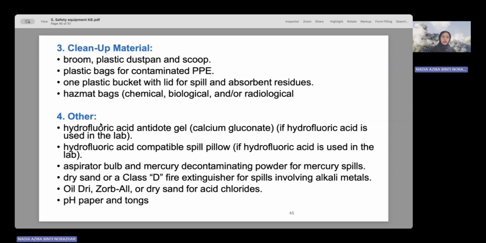And then others are hydrofluoric acid antidote gel, which is calcium gluconate, if hydrofluoric acid is used in the lab. Hydrofluoric acid compatible spill pillow, also for if hydrofluoric acid is used in the lab. Aspirator bulb and mercury decontaminating powder for mercury spills. There's also dry sand or Class D fire extinguisher for spills involving alkali metals. And there's also oil dry, Zorb oil, or dry sand for acid chlorides, and pH paper and tongs.